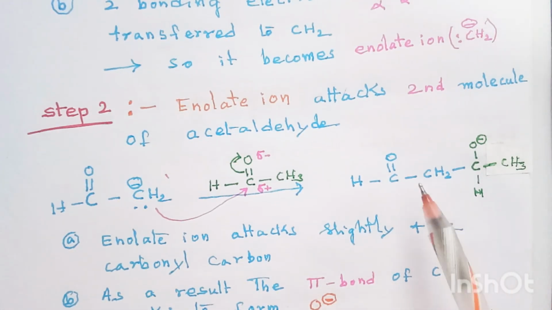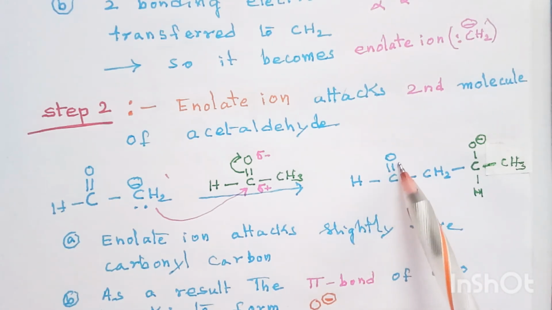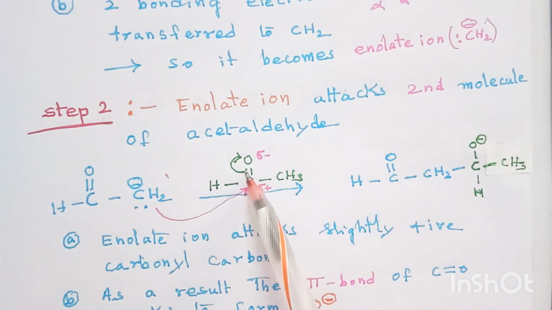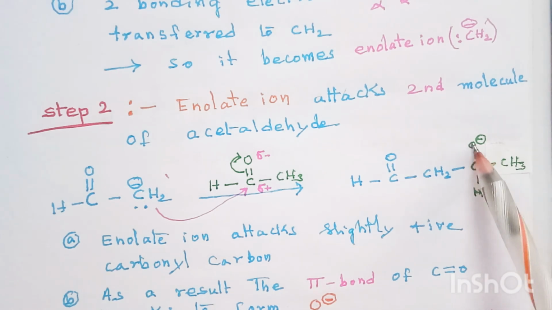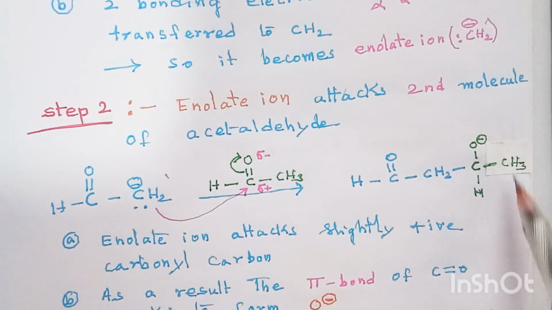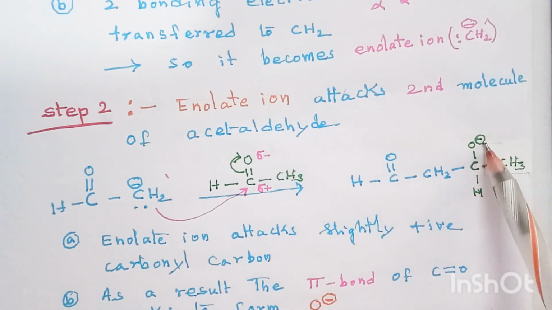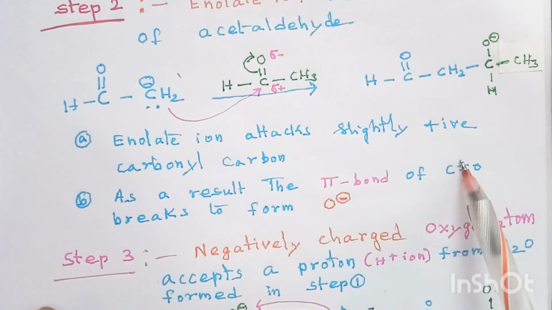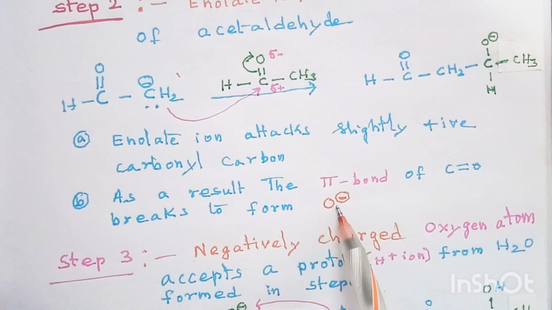As a result we get CHO CH2 CH CH3 O minus, because the pi bond between carbon and oxygen will break and oxygen will pull both the electrons towards it. It becomes negatively charged. So now this entire molecule is like this, with a negatively charged oxygen atom. So what happens here? The enolate ion attacks the slightly positive carbonyl carbon. As a result, the pi bond of C double bond O breaks to form a negatively charged oxygen atom.